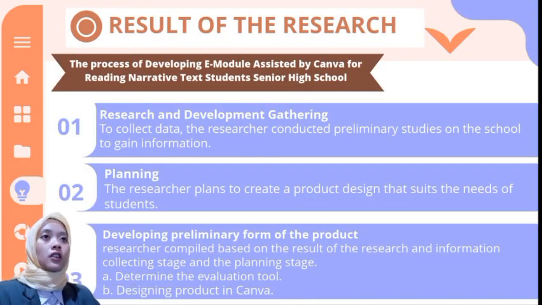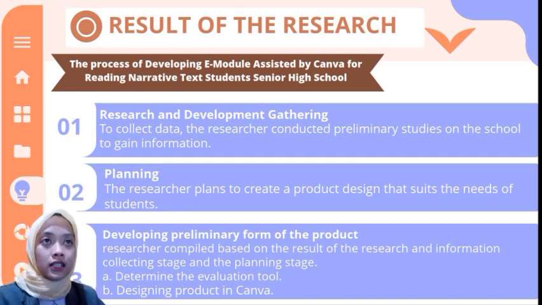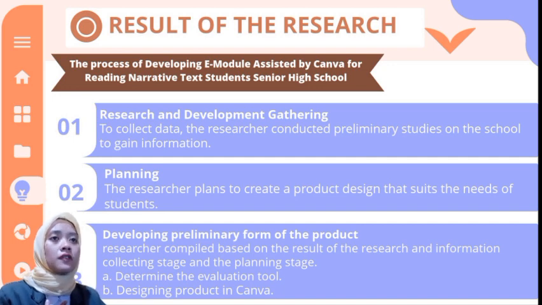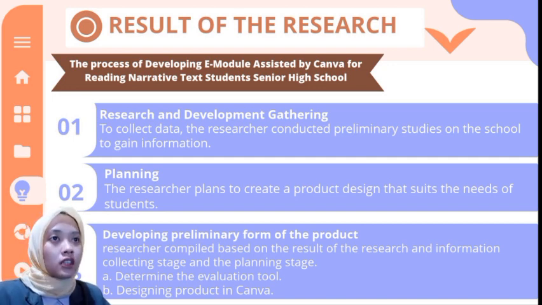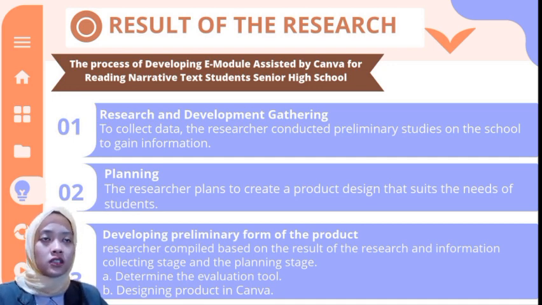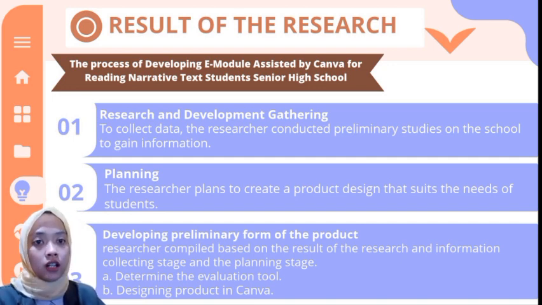Okay, for the results of the research, there are four main results that answer the objective of the research. Firstly, the process of developing a model assisted by Canva for reading narrative text for senior high school students. This result answers the steps of Borg and Gall theory, but the researcher only used seven steps because of the limited time, so the researcher could not use all the steps from Borg and Gall theory.